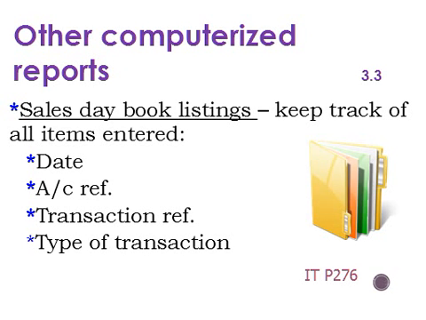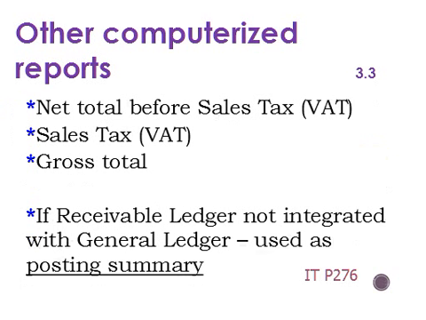These are some of the other types of reports that can be generated from a computerized receivables ledger. Sales day book listings are a way of keeping track of all items entered in the receivables ledger. The information in the listing will be the following: date, account reference, transaction reference, the type of transaction, for example invoice or credit note, net total before sales tax (VAT), sales tax (VAT), and gross total. If the receivables ledger is not integrated with the general ledger, then the sales day book listings can be used as a posting summary to the general ledger.